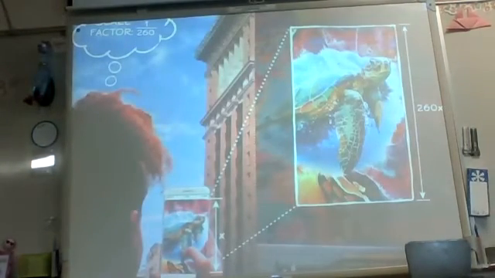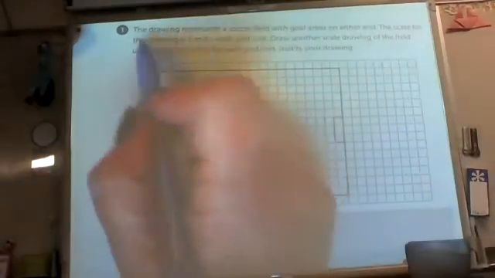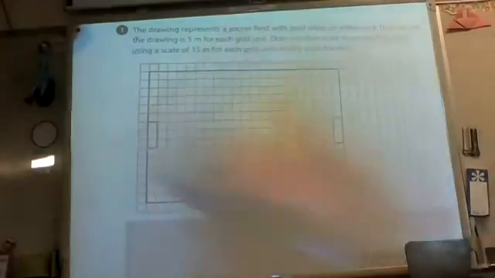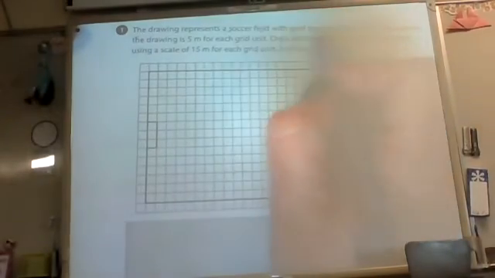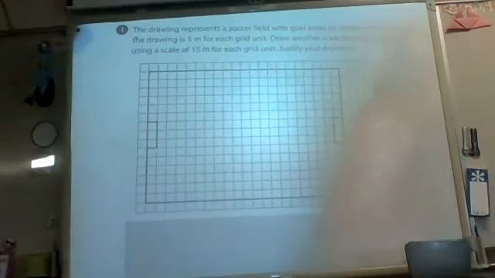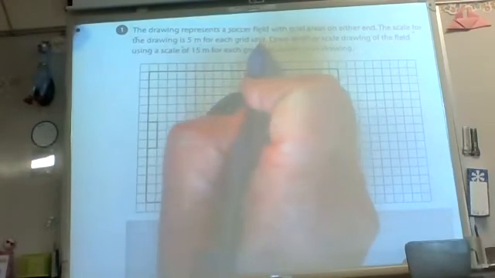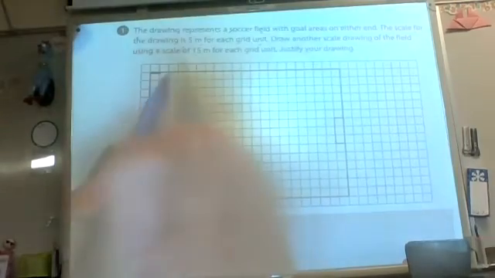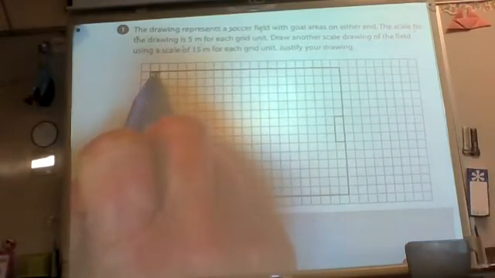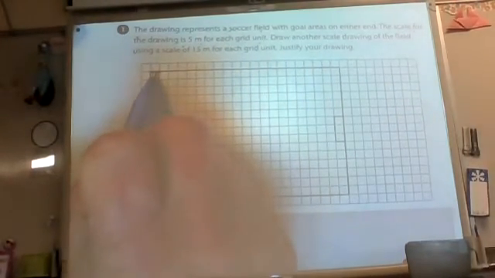I am going to have you try this problem. I'm not going to lie to you. It is challenging. All right. So ready? Here's what this says. The drawing represents a soccer field. So this is a soccer field with the goal areas on either end. The scale for the drawing is 5 meters for each grid unit. So see, this is 1 unit right there. So in real life, that would be 5 meters.